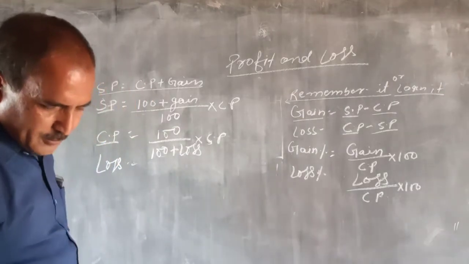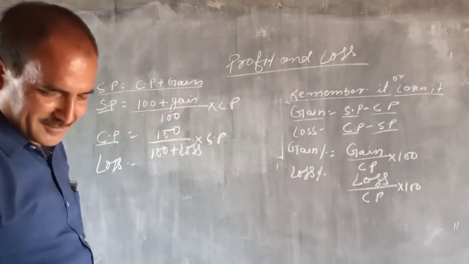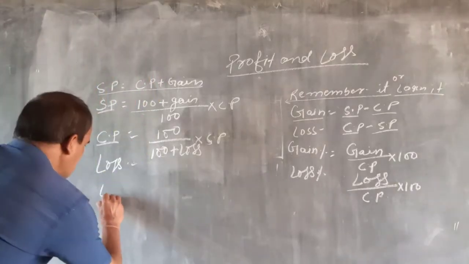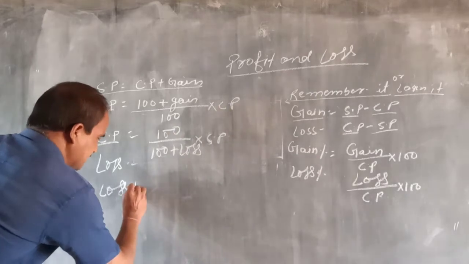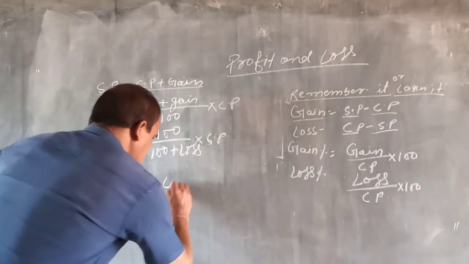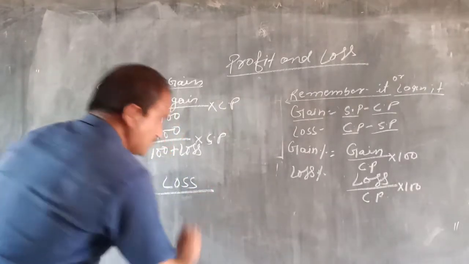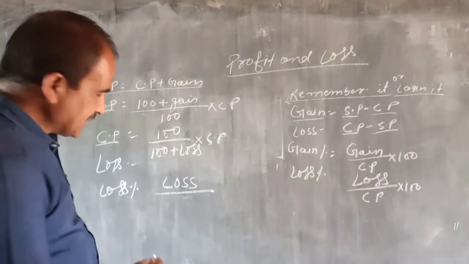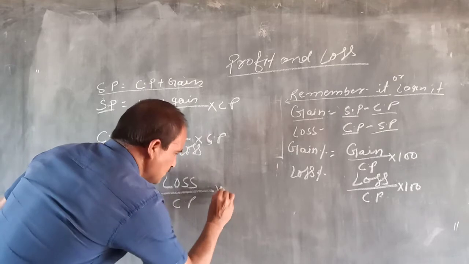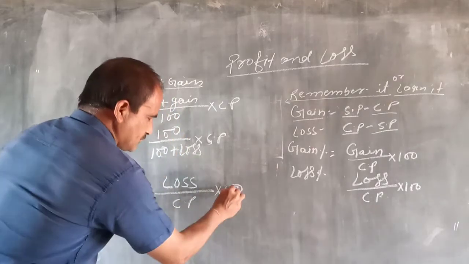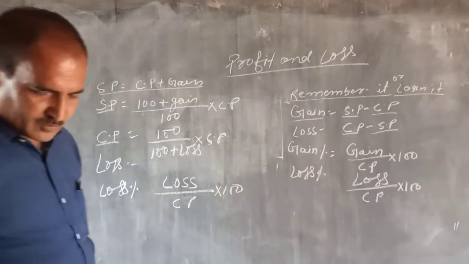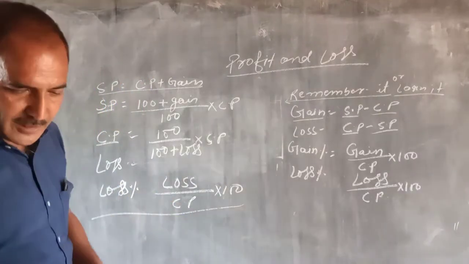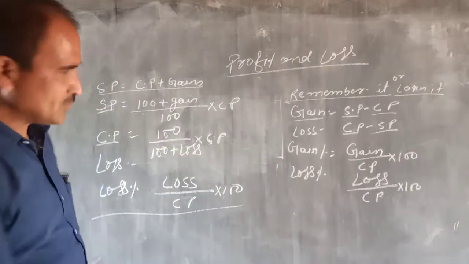After that, if you want to find loss percent, then loss percent is equal to loss by CP into 100. This way you have to find all of them. Now I am going to give some examples.